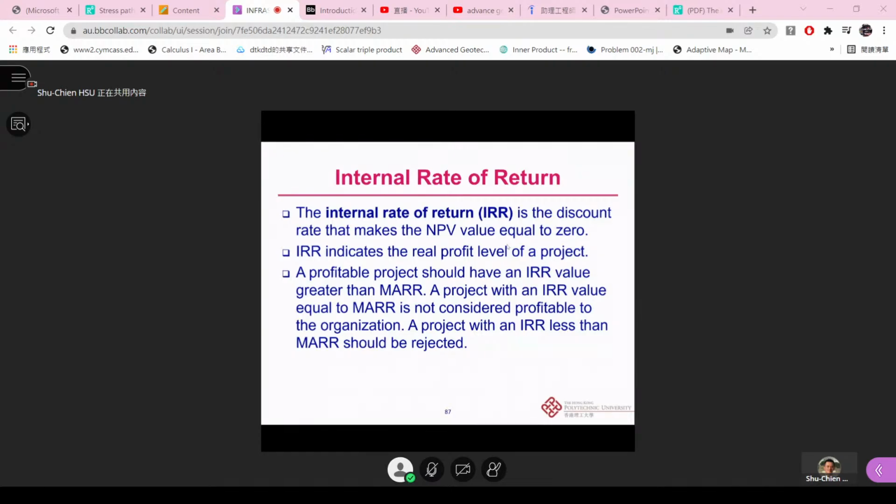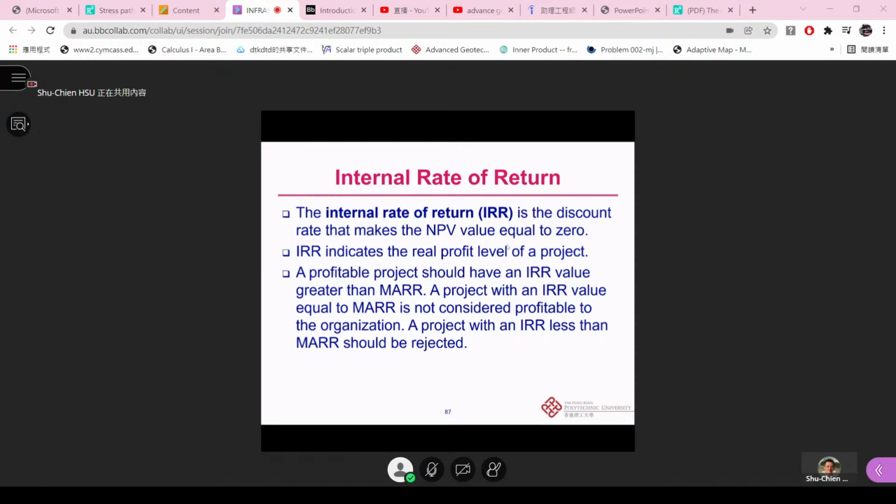But we also talked about annual cost and annual benefit, where we don't really have this limitation. We can just convert those cash flows into an annual basis so that those alternatives can be compared. So this is what we covered last week.